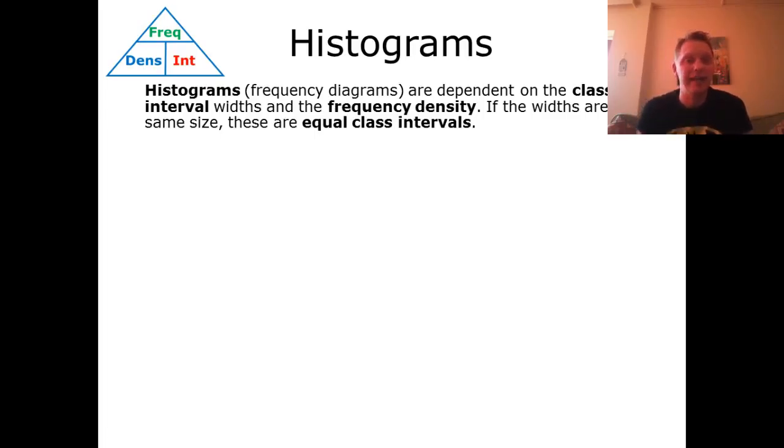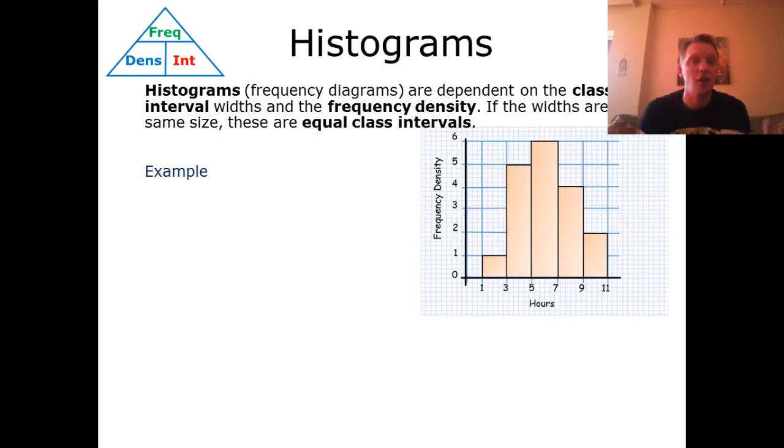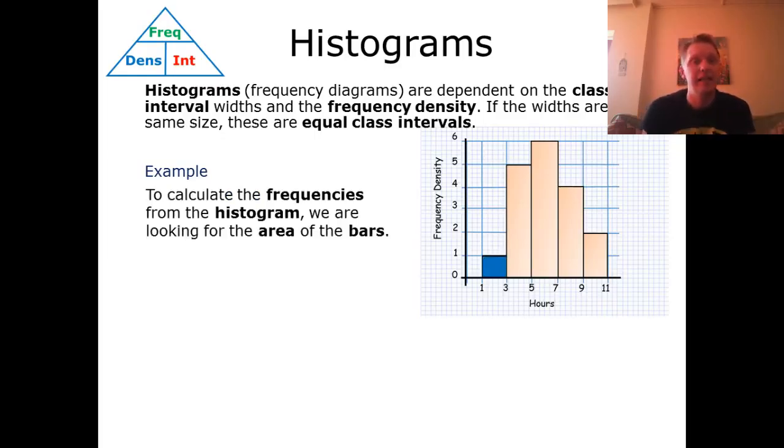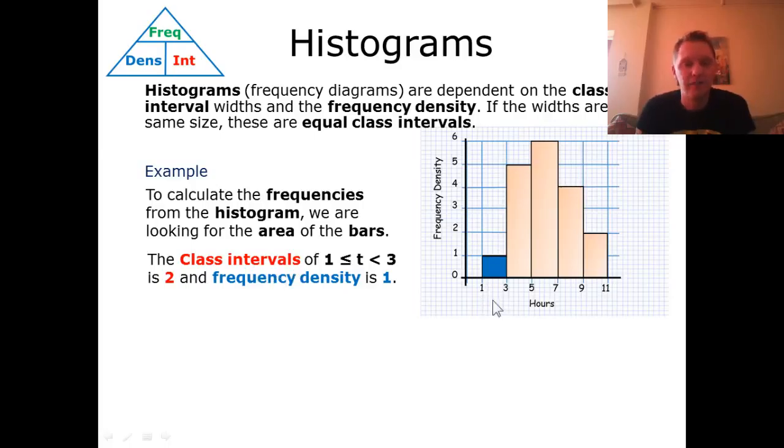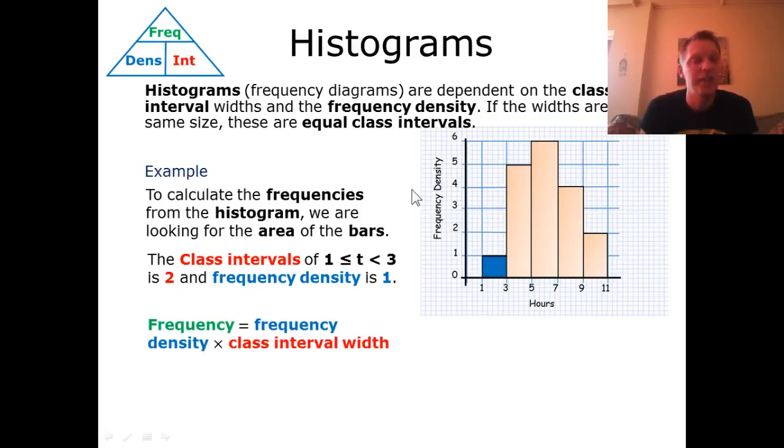So we can actually calculate things like our frequency density. And also we can use this to calculate frequency, so working backwards. Here we've got a bar, in which case we can calculate the frequency from the area of the bar. The class interval here is from 1 to 3, so the class interval width is 2 and the frequency density is 1. In which case frequency equals my frequency density times my class interval width. So my frequency for this interval would be 2.